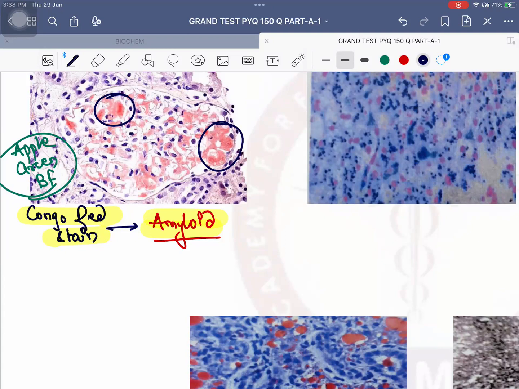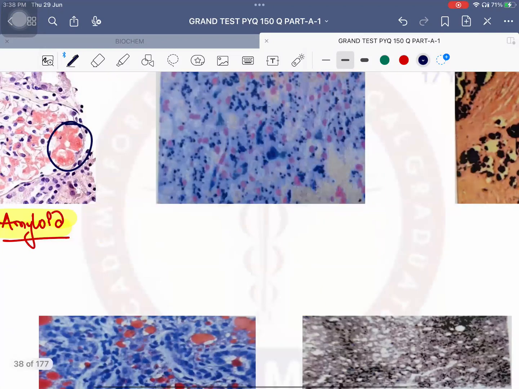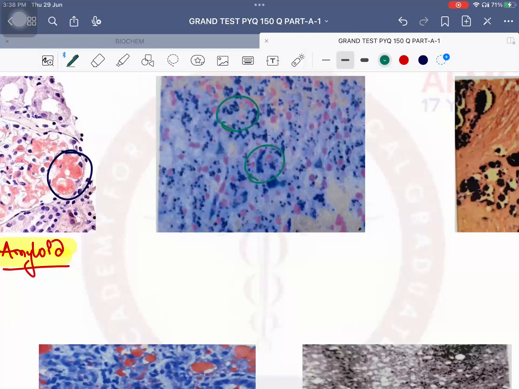ठीक है? What is this blue colored stain? Previously these were brown color deposits. Now they have turned blue in color due to the Perls reaction. This is nothing but the Prussian blue stain, and this is a case of hemosiderosis.